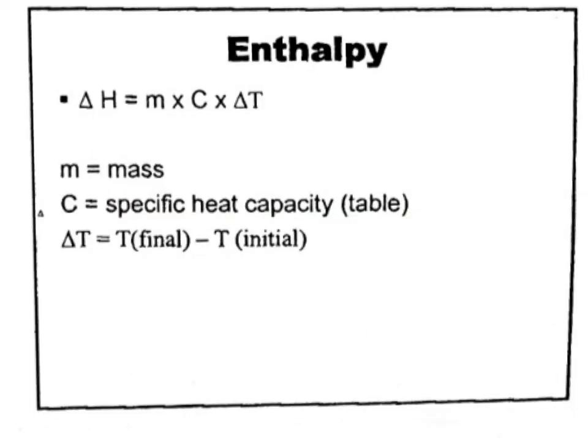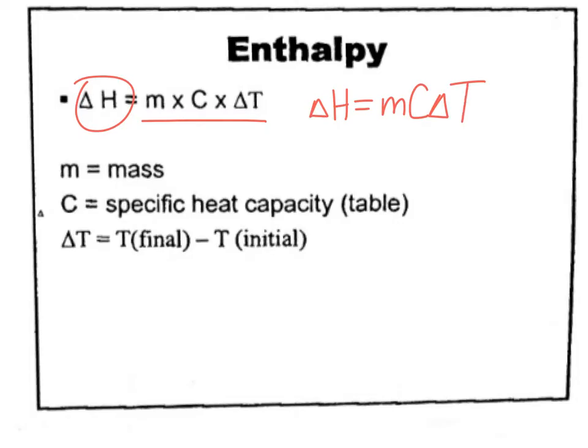Now we're going to talk about enthalpy. Enthalpy is the change in heat. So anytime you see a delta H value, it's referred to as enthalpy, the change in heat. And here's an equation. This is the specific heat capacity equation, and yes, you will have to have this equation memorized. Sometimes I leave out the multiplication signs and just write it as delta H equals M times C times delta T. So we call this the MCAT equation.